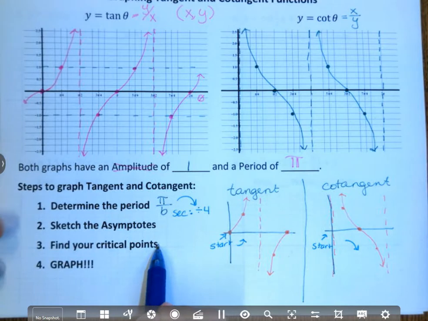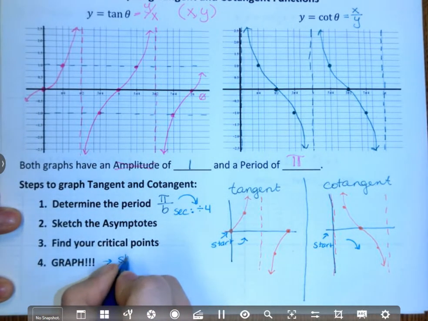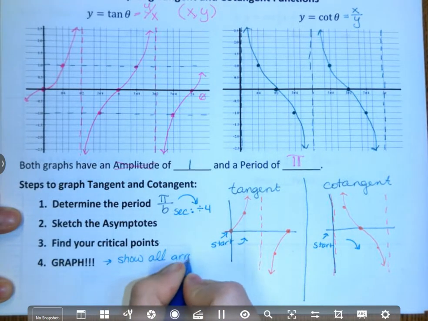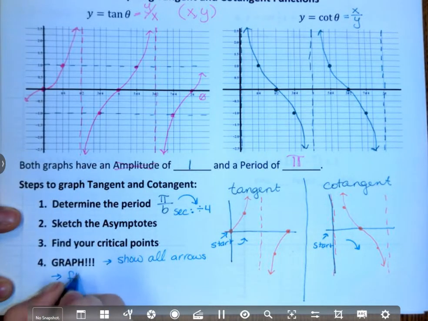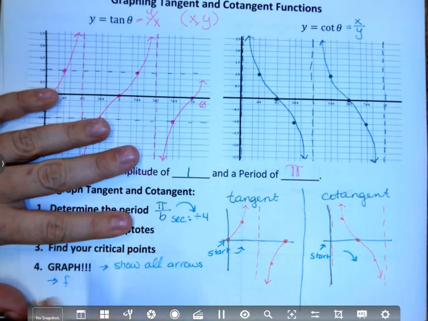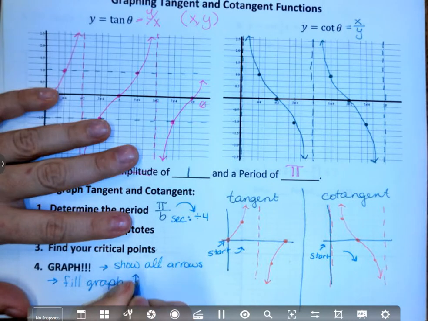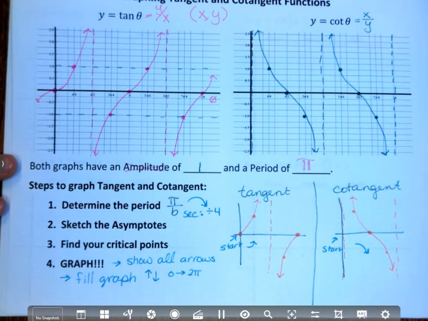Then you can plot your critical points in graph. Please make sure that you always show arrows. All of them. Make sure you fill the graph. Fill. I know how to spell fill. I'm past 2nd grade. Fill the graph top to bottom and from 0 to 2 pi. Making sure that you always do that.